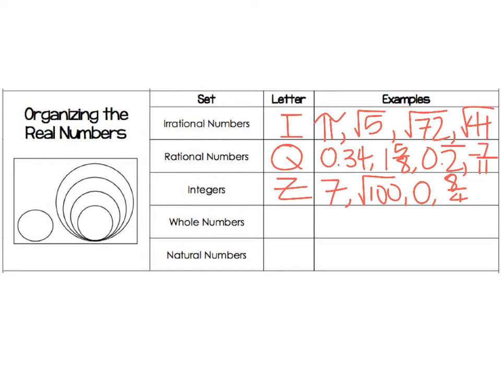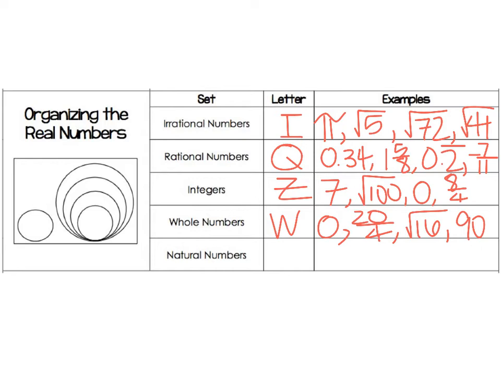Whole numbers, we use the letter W. Pretty simple and easy to remember. Some examples of whole numbers: it includes 0, and then positive whole numbers. So 20/4 is a whole number and a rational number and an integer, because we can simplify it to 5. The square root of 16 is a whole number because that can get simplified to 4. And 90, any whole positive number is a whole number.